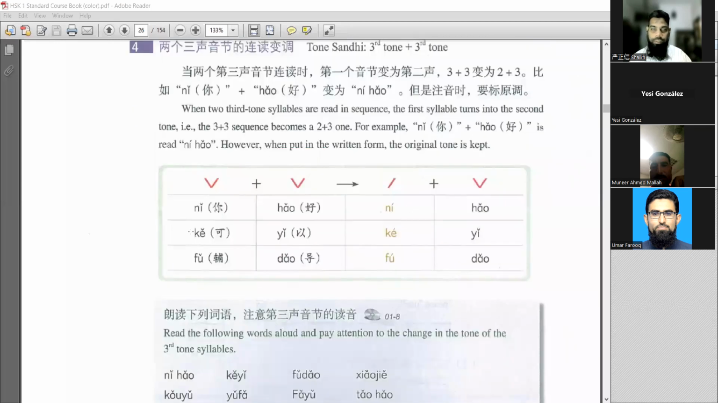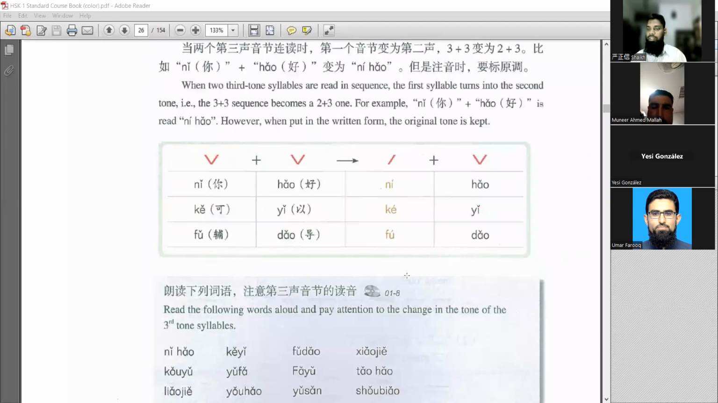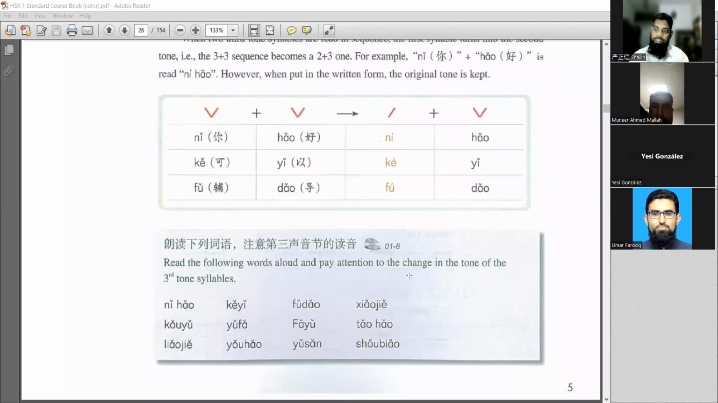Okay. So this is the root. This is ni hao, it becomes ni hao, and then this is ke yi, it becomes ke yi, and this is fu dao, it becomes fu dao. So this is how the tone changes. The first third tone will change into the second tone.